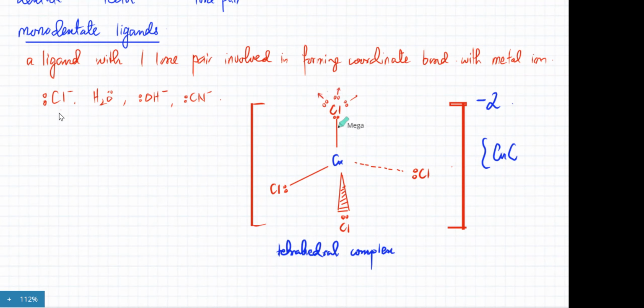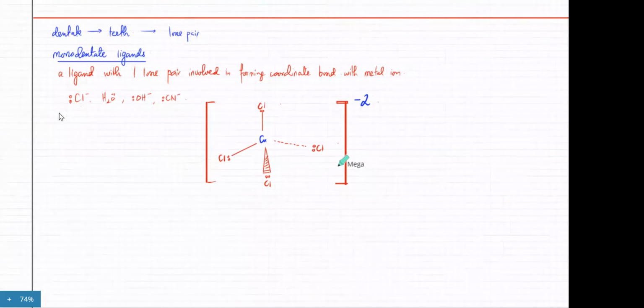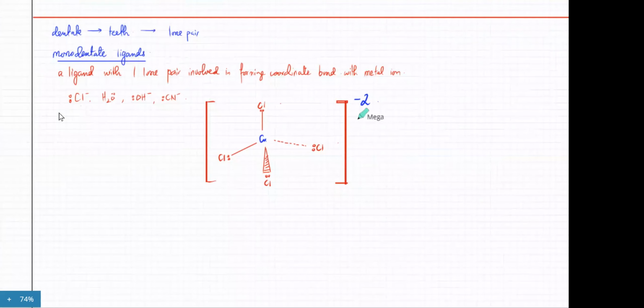Is this clear? Yes. So now the next, so that's monodentate, the one that we've already talked about. The next one is a bidentate ligand, which is kind of the same definition, except it's capable of forming 2 dative bonds.